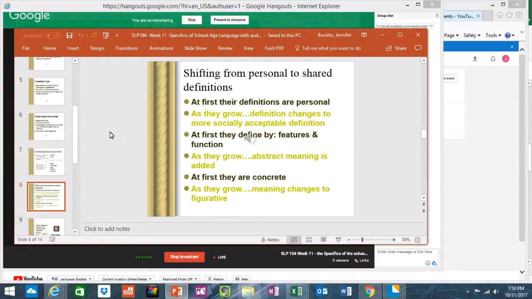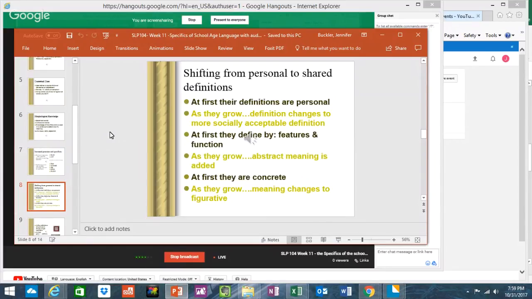They often define by features and functions. So if you ask a small child, you hold up an apple and you say, what is it? They say, apple. What do you do with it? They'll say, you eat it. Rarely will they say, it's a fruit. So most often, a child will define by feature and function. They'll say, it's red, and you eat it. And that's just a common way that young children define words.